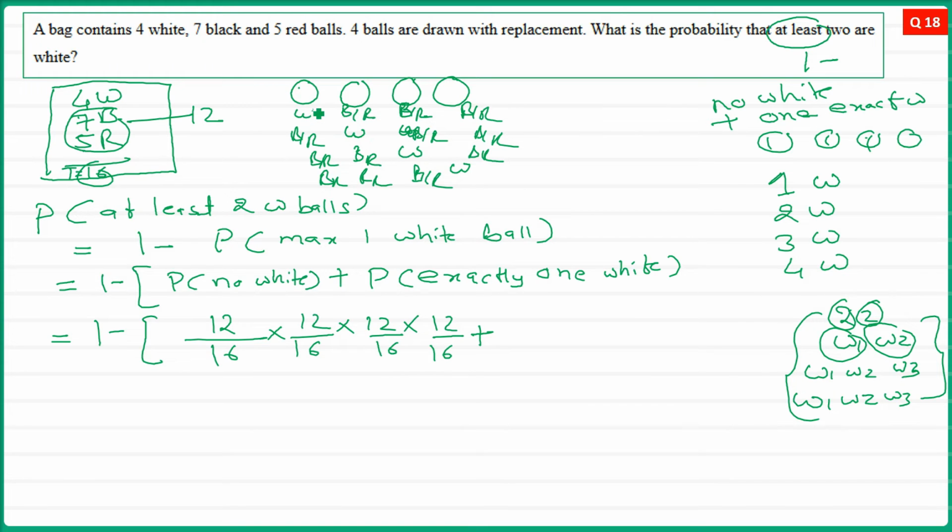So we'll just compute one of them and multiply this by 4, because there are 4 arrangements, you can say. 1, 2, 3, 4. There are 4 rows I draw. 4 balls. Now how many whites are there?